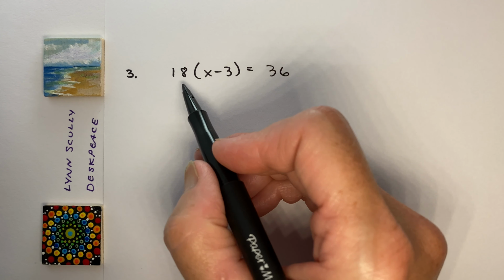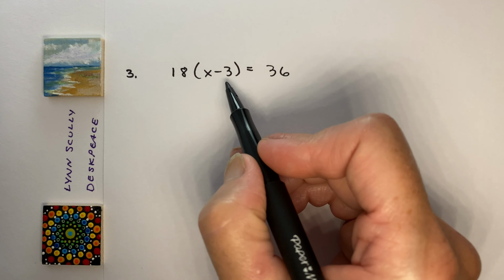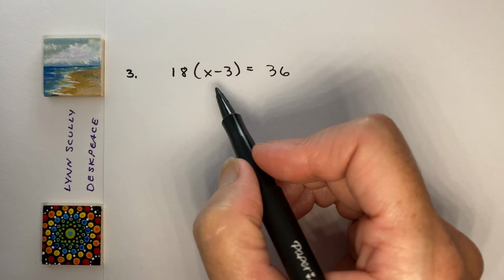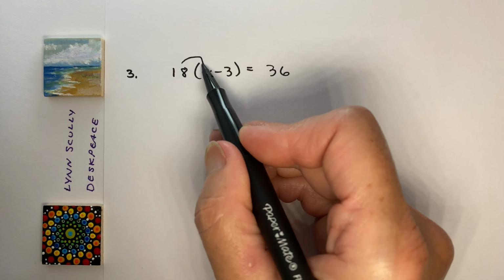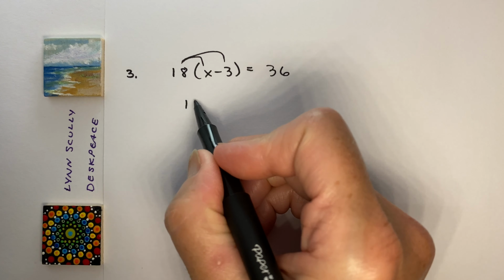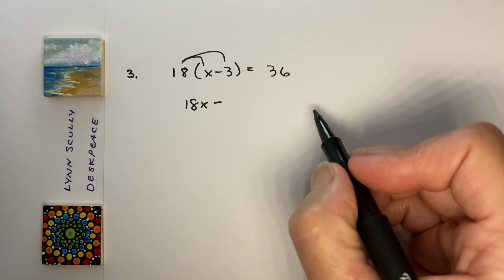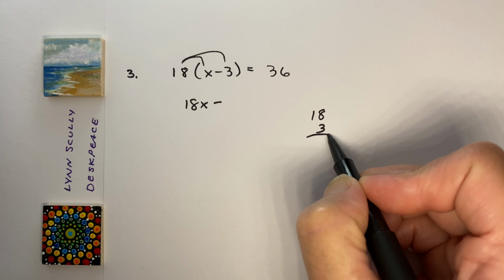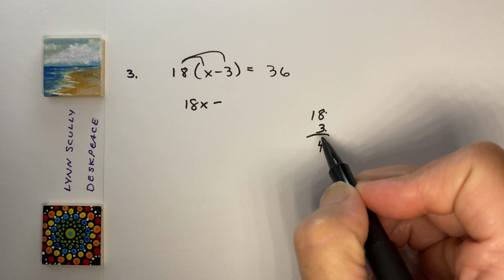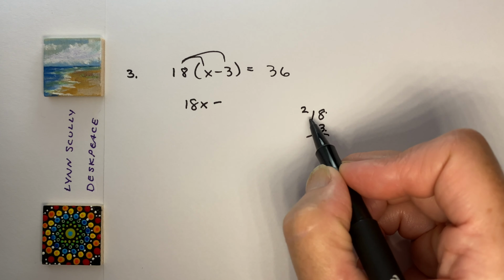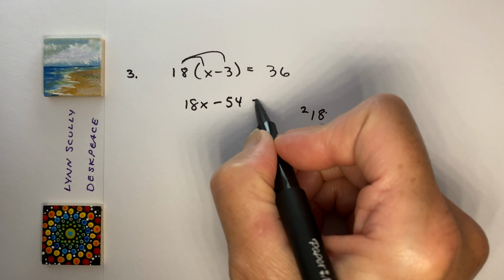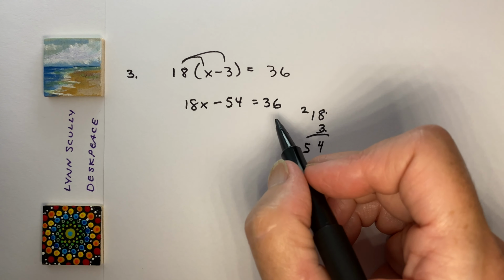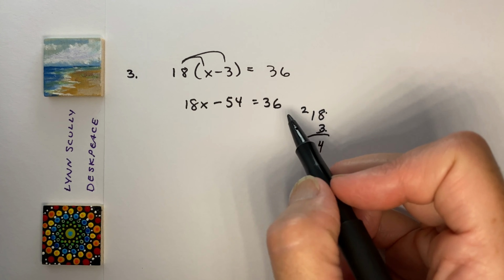Number 3, 18 times the package x minus 3 equals 36. I want to solve for x. And I'm going to distribute the 18 to each term in the package. 18x minus 18 times 3. 3 times 8 is 24, carry the 2. 3 times 1 is 3, 4, 5. Minus 54 equals 36. So let's keep our eye on the prize.